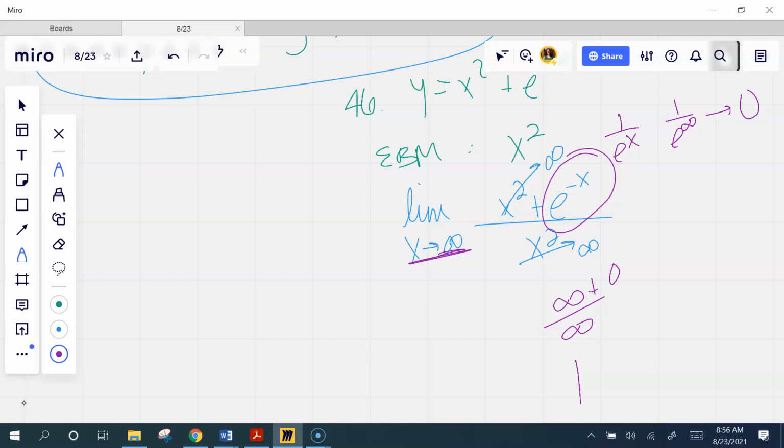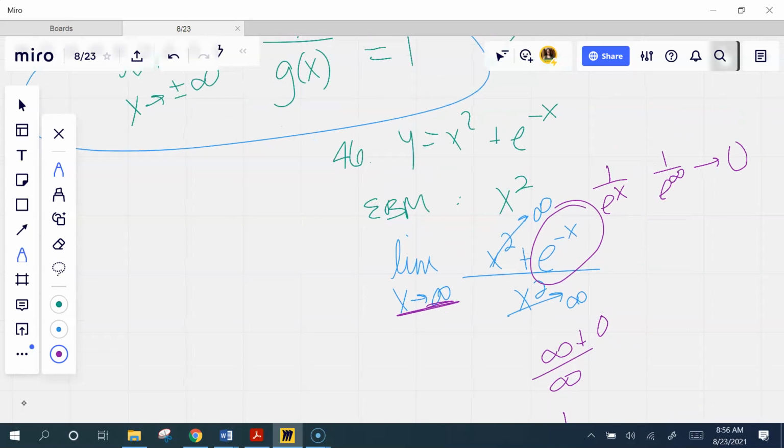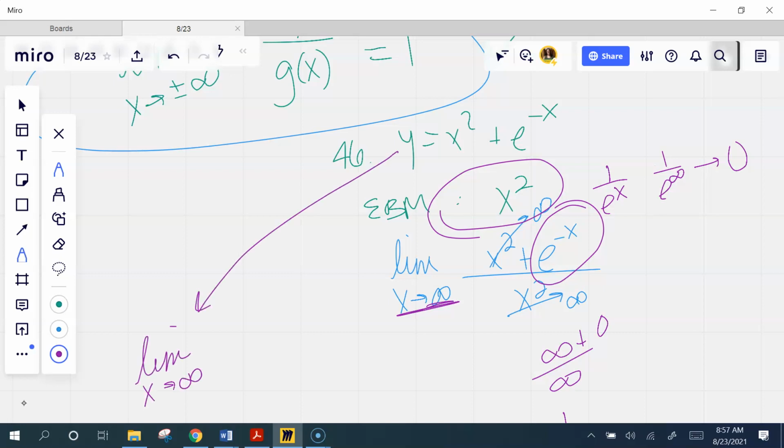What do you mean? Well, you could if you wanted to, but let's say you didn't have a calculator on here. You can use infinity to reason through things this way. Now, with that said, that tells me that this is an end behavior model. So if I'm looking at this, what would the limit as x approaches infinity of x squared plus e to the negative x be?